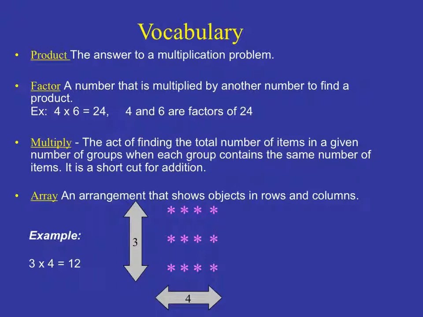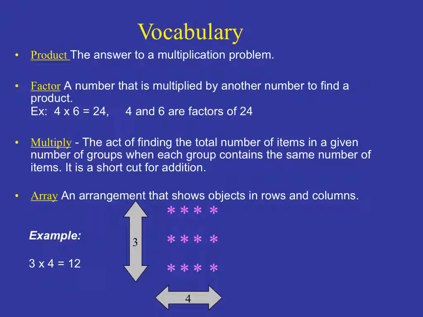Alright? Okay, I would also suggest using a highlighter or a different colored pen for the term, and then unhighlighted or pencil for the definition. Let's get started. First vocabulary word is product, the answer to a multiplication problem. Next is factor, a number that is multiplied by another number to find a product. For example, 4 times 6 equals 24. In this example, 4 and 6 are factors of 24.